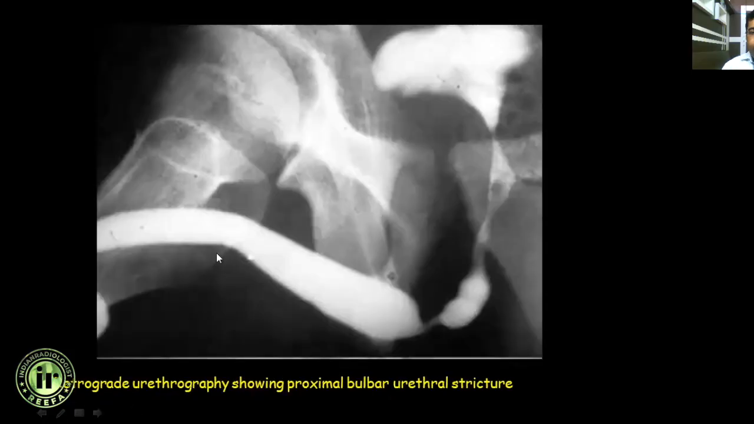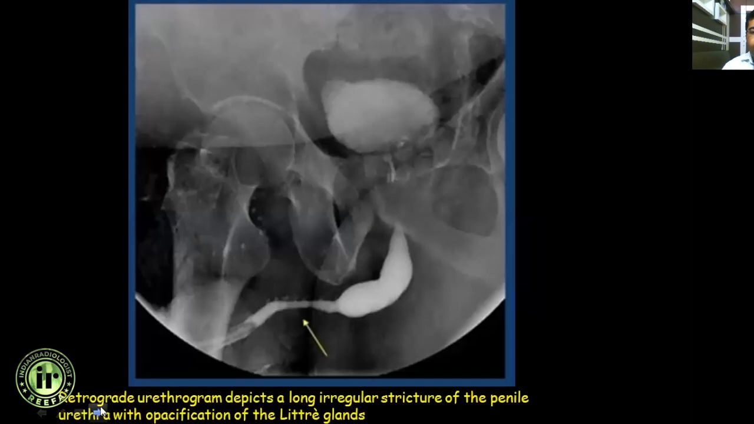So one more pathology you're seeing. You can see there's a smooth filling of the contrast in the anterior urethra, and there is the proximal bulbar stricture you can see over here. The distal bulbar is fine. In the proximal bulbar urethra, you can see there is a stricture formation over here. So this is a classical case of a bulbar urethral stricture in an RGU, right?